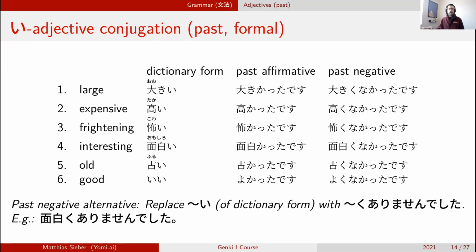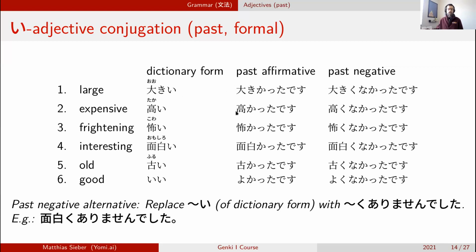i adjectives. Now, let's identify the pattern here using actually the list from the homework. But in this case, I replace the non-past with the past. So for large, we know we have ookii, right? We have that i at the end. So ookii. The past affirmative becomes ookikatta desu. By the way, this is of course formal. Spoiler, to make it past informal, you would just drop the desu. So it would be just ookikatta by itself. For the negative, we have ookikunakatta desu.